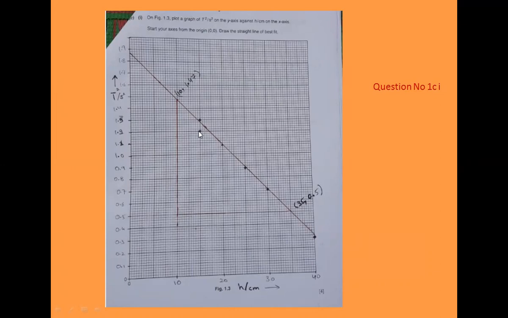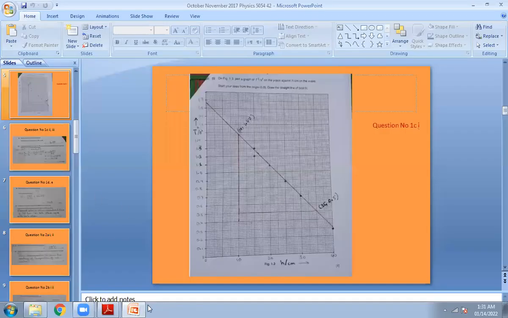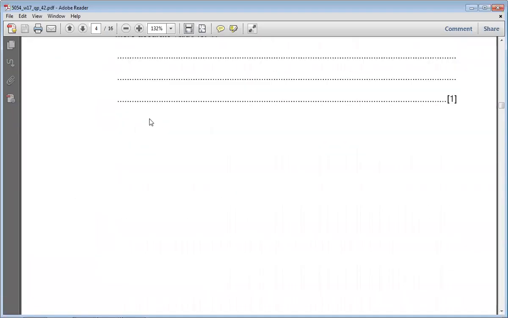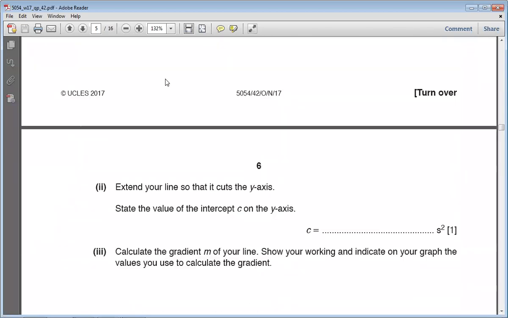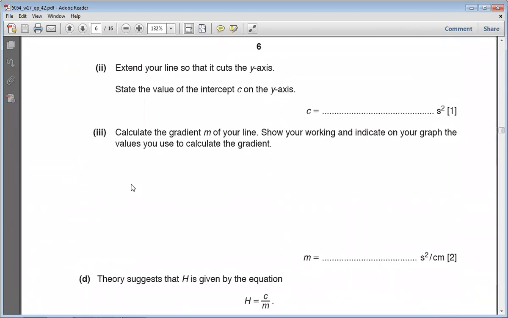This point is not the right point. These are the dots, and then I have drawn here the line of best fit. So this is that question, and hopefully you can do that. It has 4 marks. Then it says extend your line so that it cuts the y-axis.